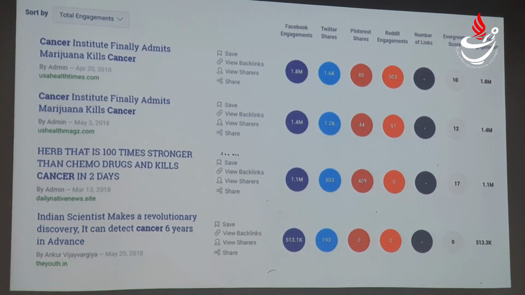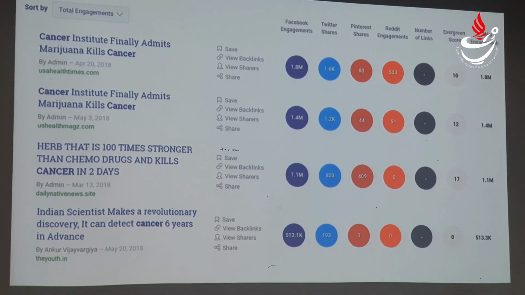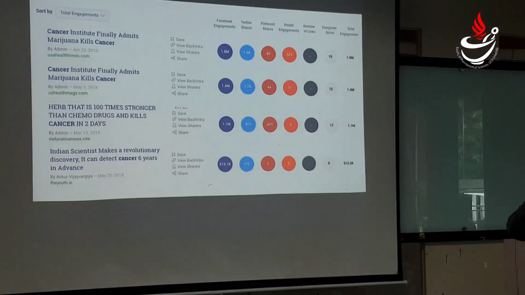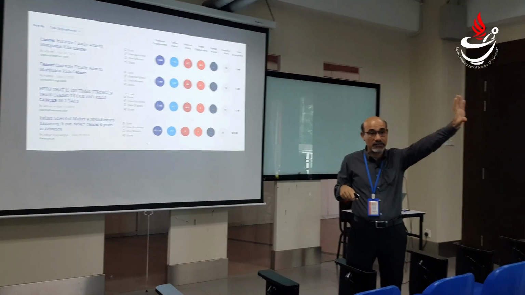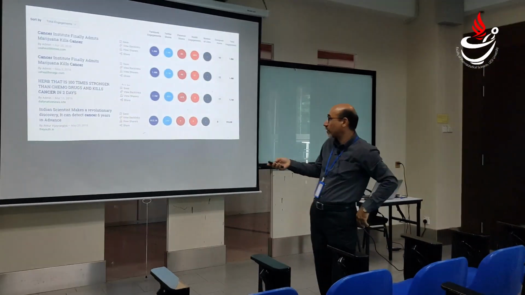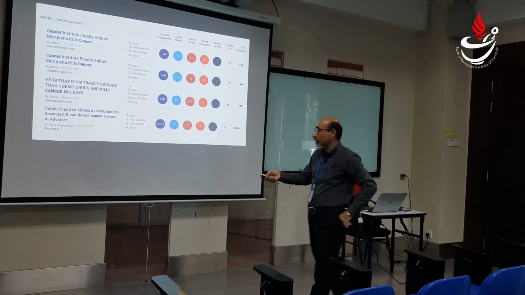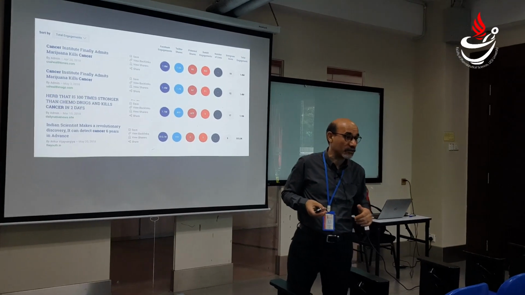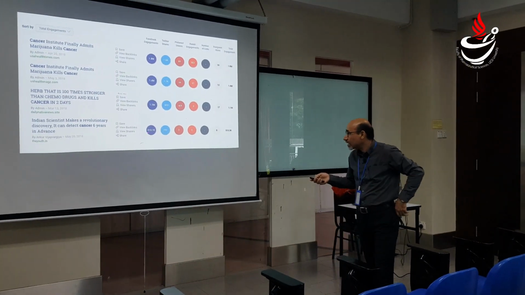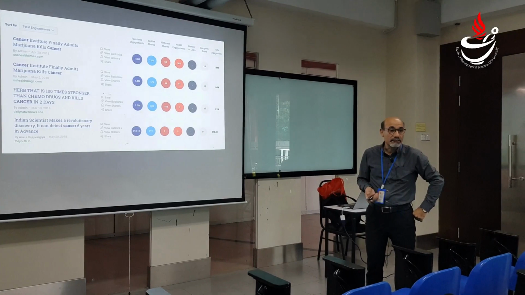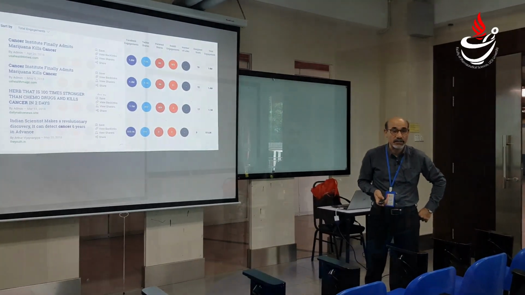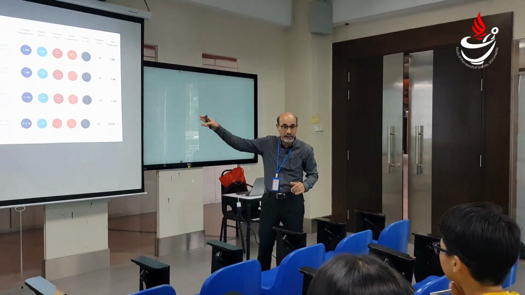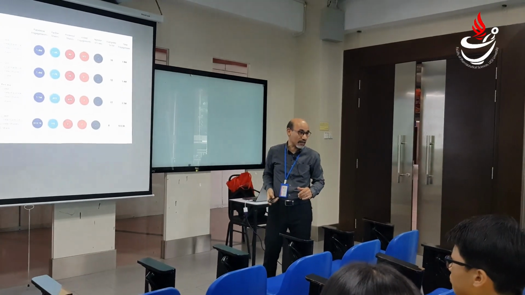I want you to focus on this one. This is the same thing that I showed you in the beginning, the first slide. The Indian scientists in the top left, who found a way to detect cancer 6 years before it happens. And as you see, more than 500,000 people have shared this one on Facebook. I was searching for that one. Who is behind that one? And who is that so-called Indian scientist?